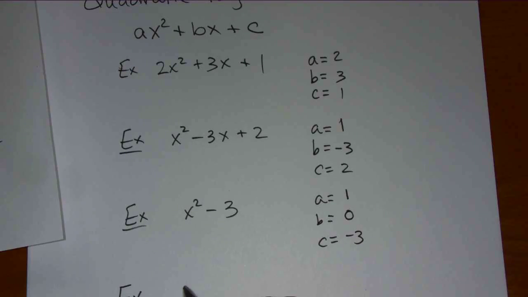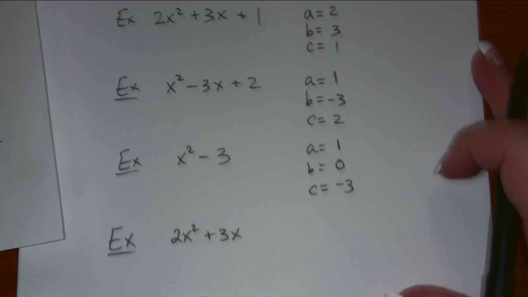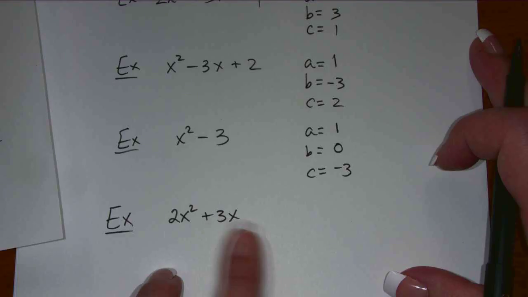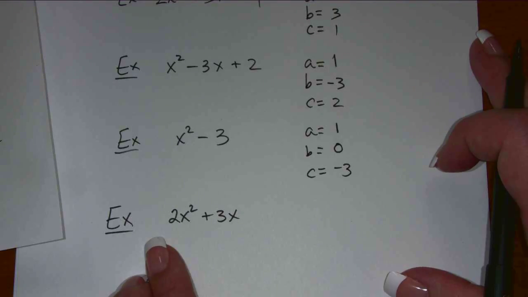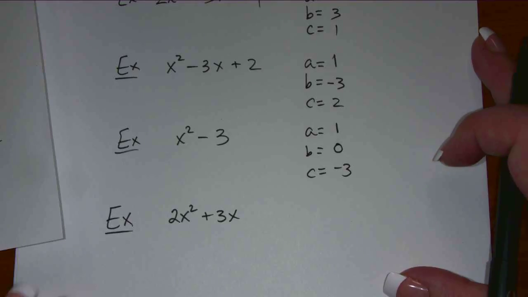What might that look like? 2x squared plus 3x. And then do you see there's no constant term on this one? So here b is 3 and a is 2, but c is missing. So what would c be? 0.